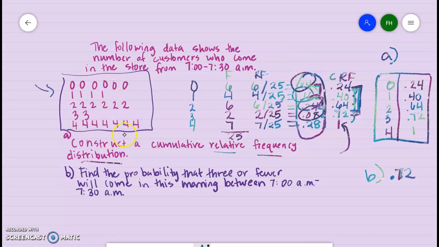Let me know if you have any questions about frequency distribution tables.